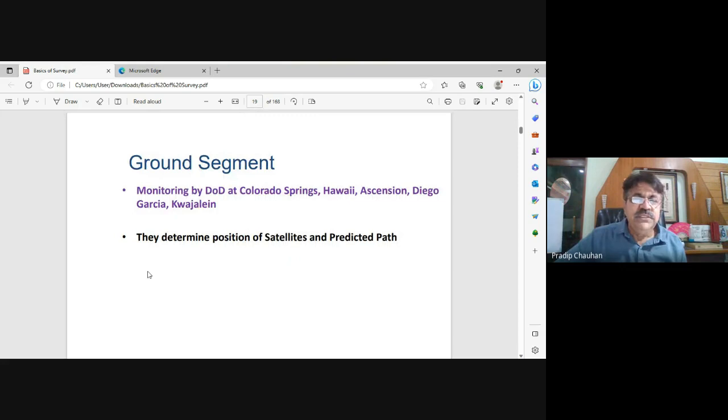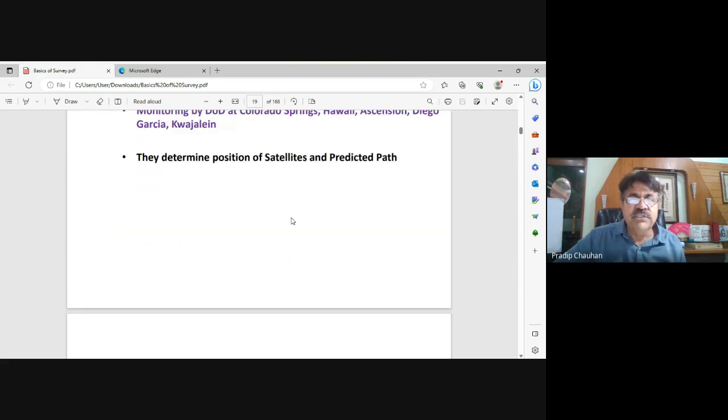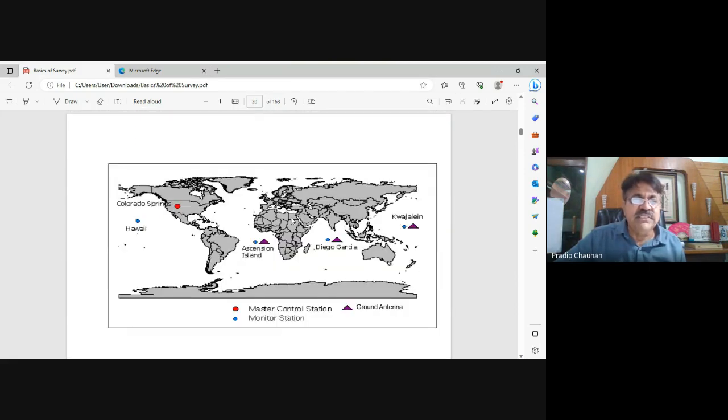Okay. So in the ground segment, again, these are in Colorado, USA, then Hawaii, certain islands near USA, then Ascension, then Diego Garcia, and Kwajalein. These are the locations where they are determining the position of the satellites and their predicted path, which is very much useful for all the rest of the users, because that controls all coordinates.